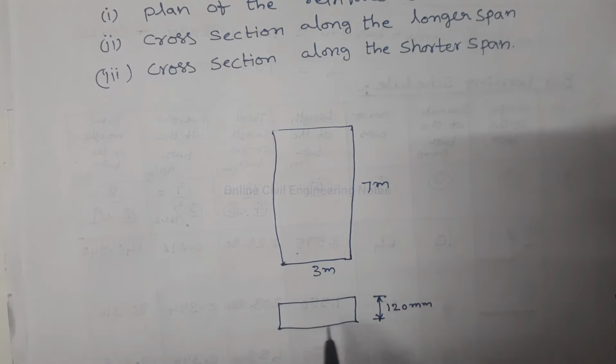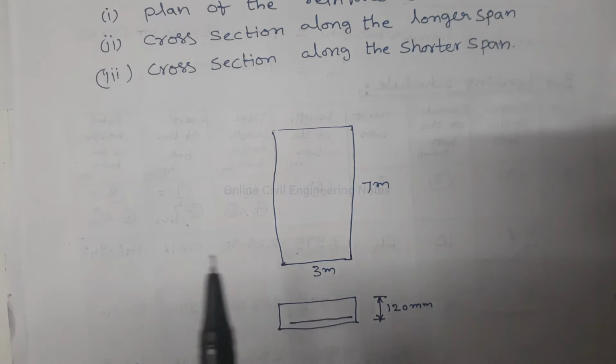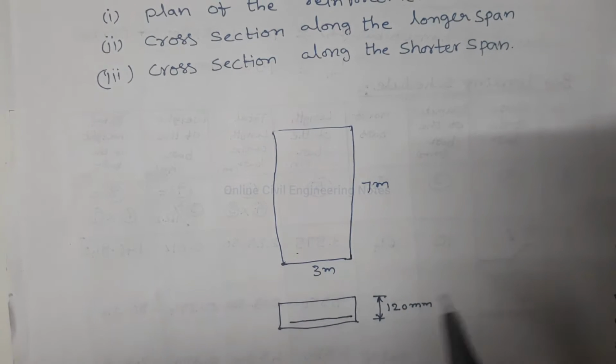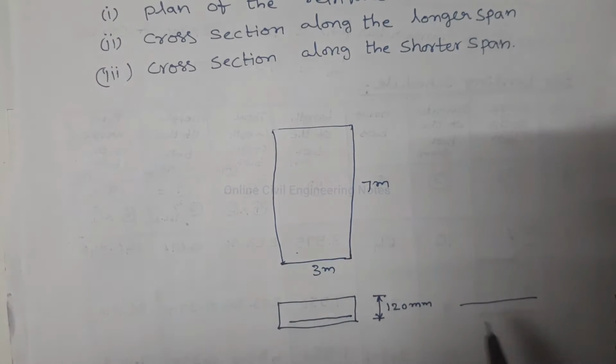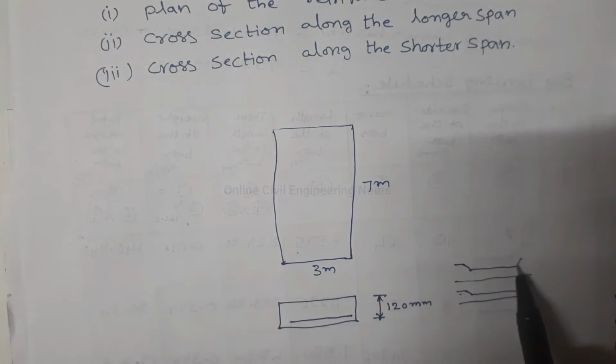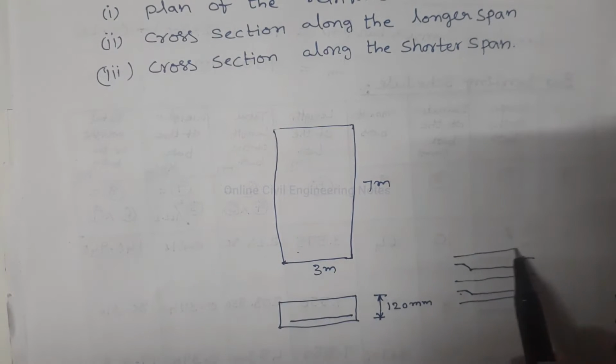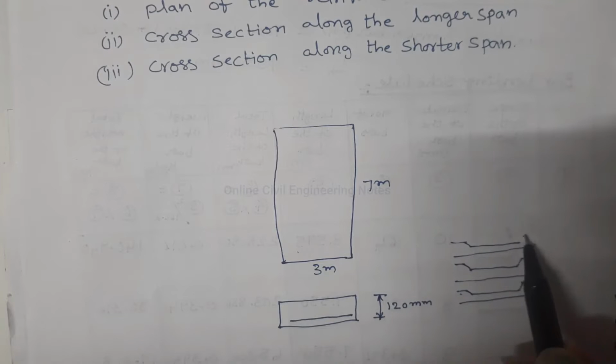And the main reinforcement is 10 mm dia at 120 mm center to center, and distribution reinforcement is 8 mm dia at 150 mm center to center. Here the condition given is cranked bars are provided alternatively. So in the shorter direction, the main straight bar is provided like this. After this is a cranked bar, and the bar is cranked on both sides. This is main straight bar, and again cranked bar on both sides, main straight bar and cranked bar.